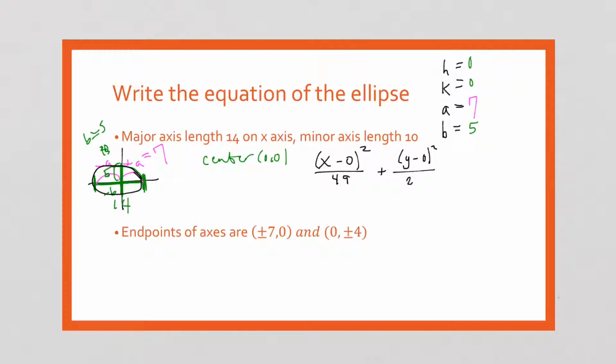B is 5, so 25, equals 1. So my final equation, x squared over 49 plus y squared over 25 equals 1. So in all cases, we're trying to figure out what's h, what's k, what's a, what's b. We go to the next one.